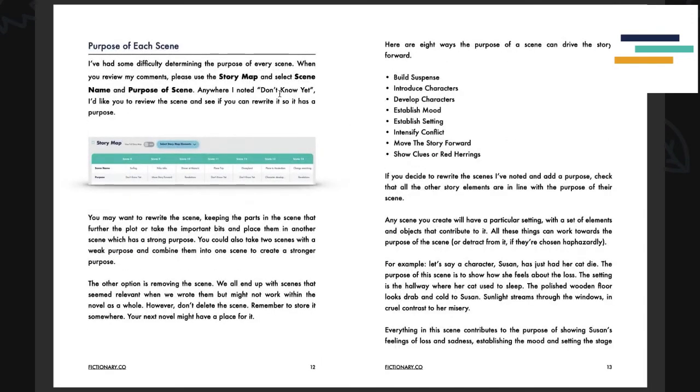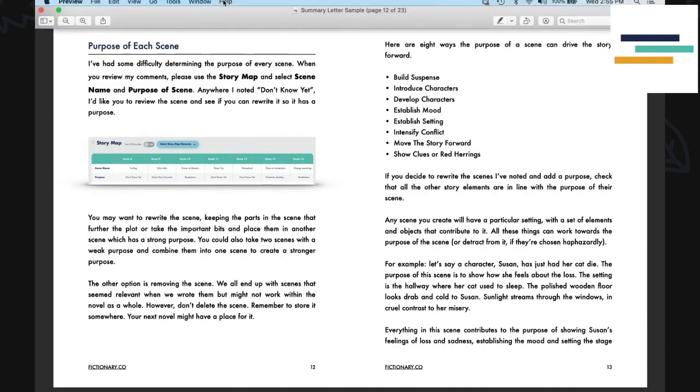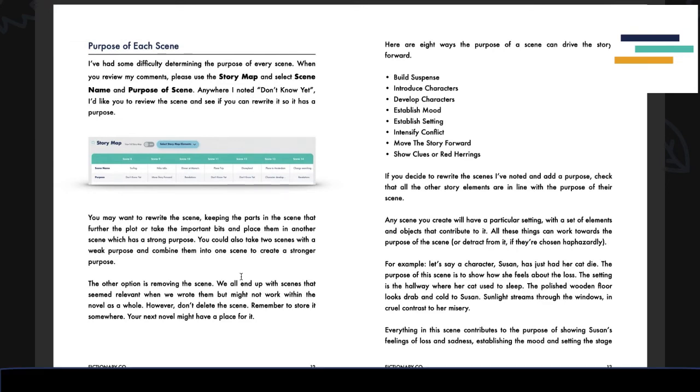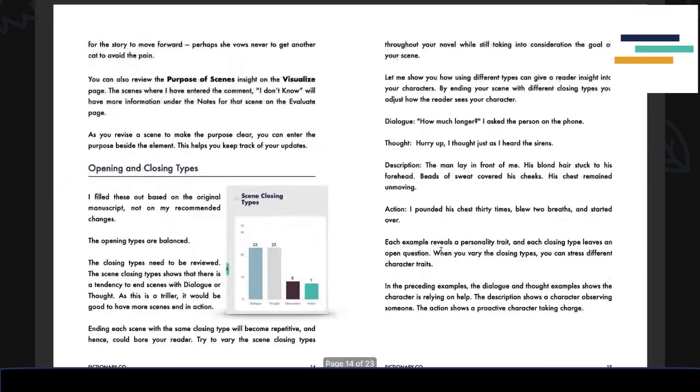So here is where, again, the editor is using the purpose of each scene. And here, I wish I could do this bigger because it's hard to see this, but in some of the purposes, again, we'll send out an email, so we'll give them a better idea of what we're going over. So for some of the scenes the editor didn't know what the purpose was, and so marked "don't know yet," and the writer can go right into the story map, find those scenes, and fix them to give them a purpose. And so here's the description of how to do that.